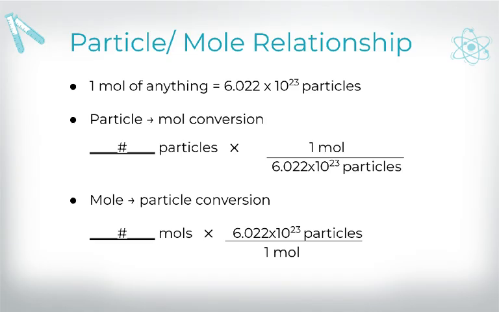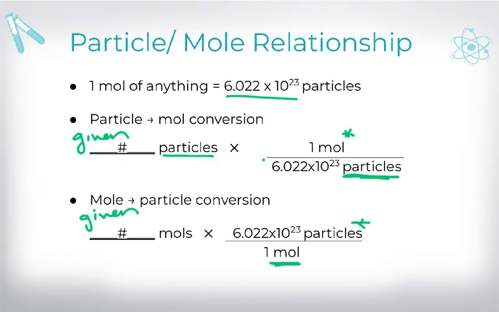If instead we're going between particles and moles, 1 mole of anything is equal to that 6.022 times 10 to the 23rd particles. Depending on what we're starting with, if we're starting with a given number of particles, then how we're going to set up our conversion factor is with that 6.022 particles on the bottom and 1 mole on the top. Again, that's so that we get those particles to cancel, leaving us with a unit of moles. If we're doing a mole to particle conversion, we're going to start with our given number of moles, and we're going to put moles in the denominator of our conversion factor, particles in the numerator, so that we can end up with particles in our answer.